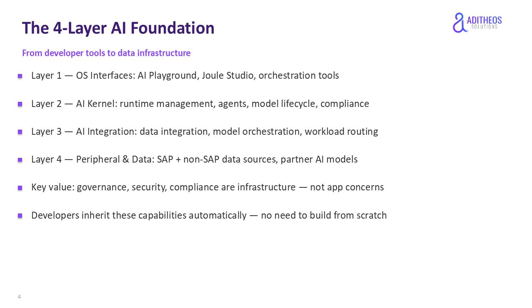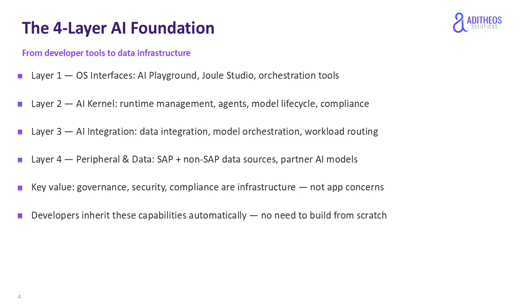Layer 2, the AI kernel layer. This is the runtime management layer. It handles agents, workloads, and model lifecycle and ensures secure, compliant, and efficient AI operations at scale. Layer 3, the AI integration layer. This is the connective tissue. It manages data integration, model orchestration, and workload routing between services. Layer 4, the peripheral and data layer. This is the foundation. It integrates SAP and non-SAP data sources, underlying infrastructure, and partner or third-party AI models.